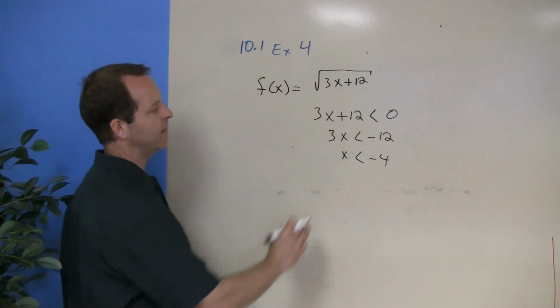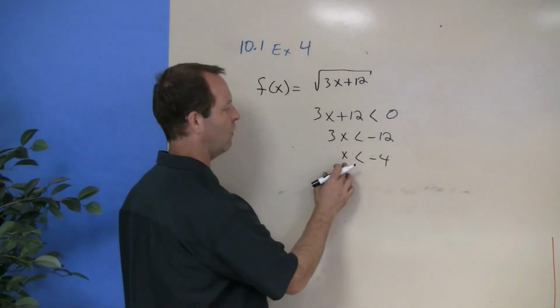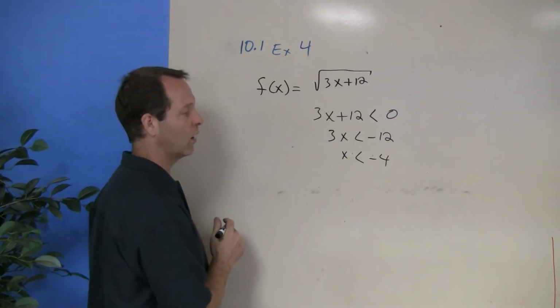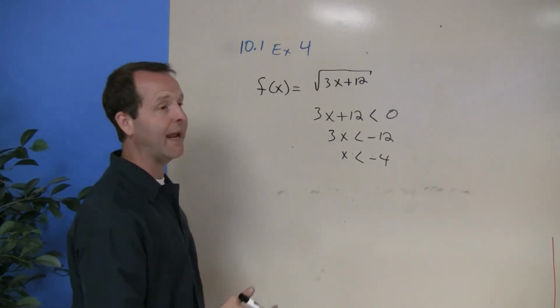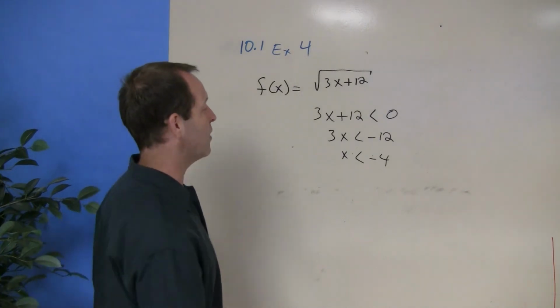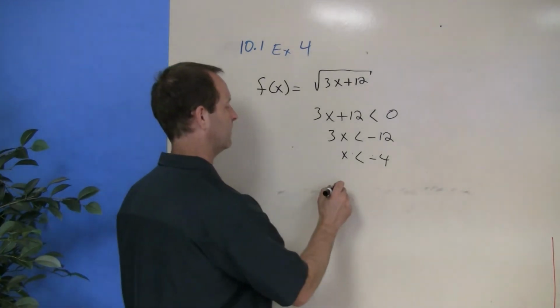And remember, there's lots of different ways we can write that. Interval notation is my favorite. So this is telling me all values less than -4 do not work. And so one way that I can write that is my domain is all values greater than -4.